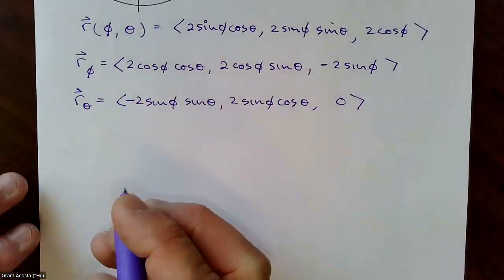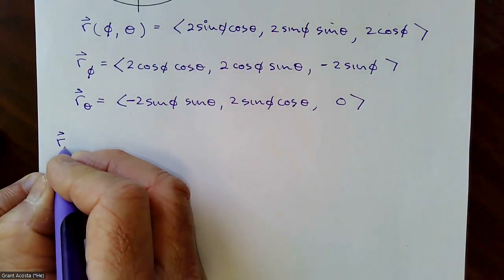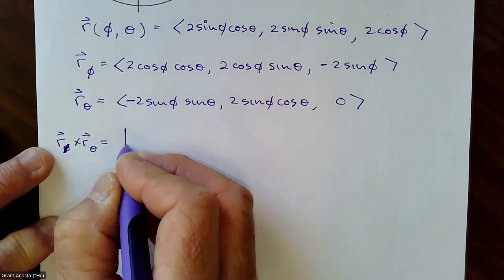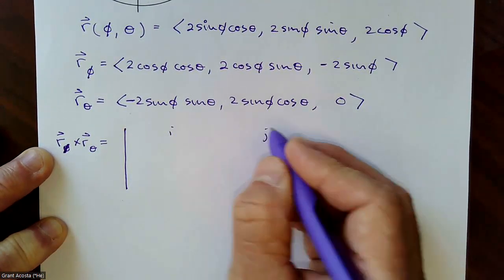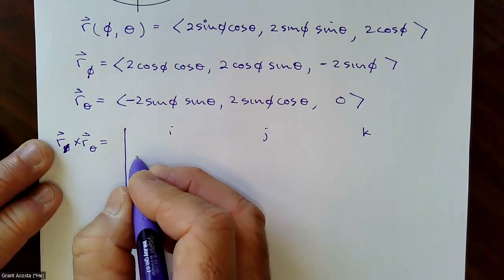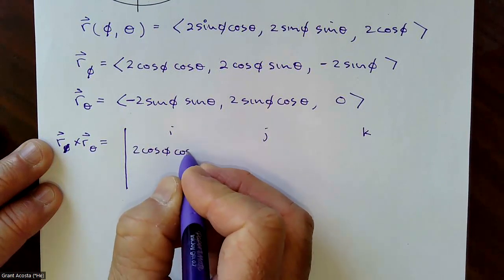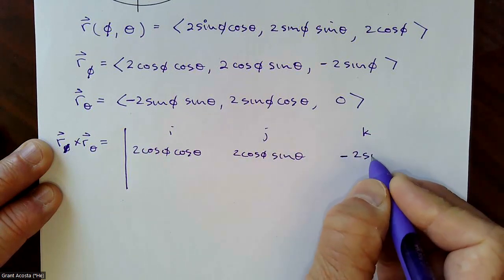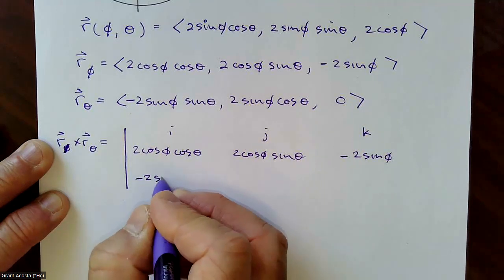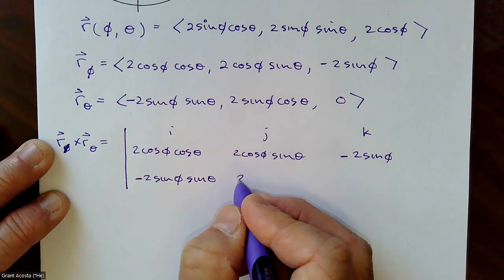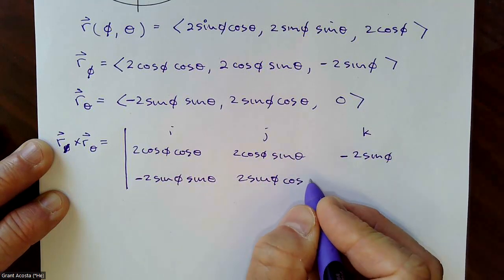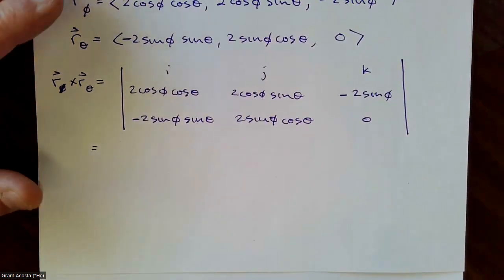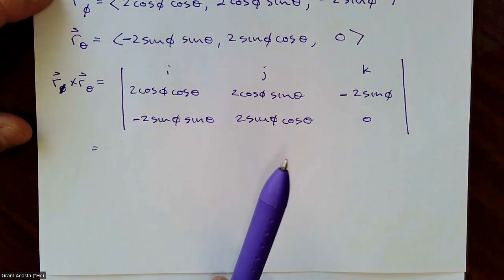Okay, now the fun part. We have to do the cross product of r sub phi, since we did that first, crossed with r sub theta. I, j, k; 2 cosine phi cosine theta, 2 cosine phi sine theta, -2 sine phi; then 2 sine phi cosine theta, and unfortunately, that one's 0. You can see there's going to be a lot of multiplication and hopefully some trig identities that are going to help us out.